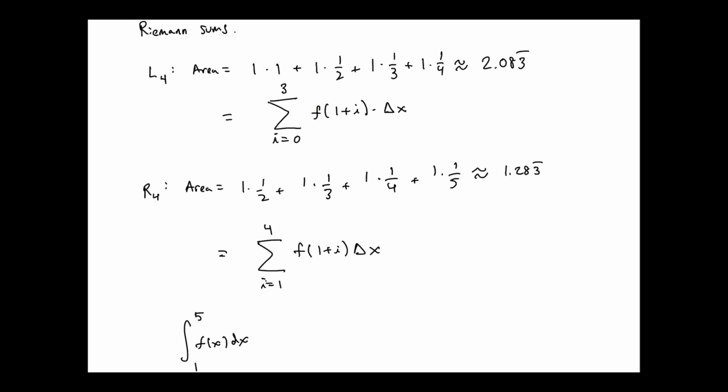Because the correct answer should be like 1.6-ish. Okay, and we'll see why that's the correct answer in a few days. But for now, we just know that's an approximation. How can we make the approximation better? More rectangles. Okay, if we're going to do more rectangles, then that means more arithmetic.